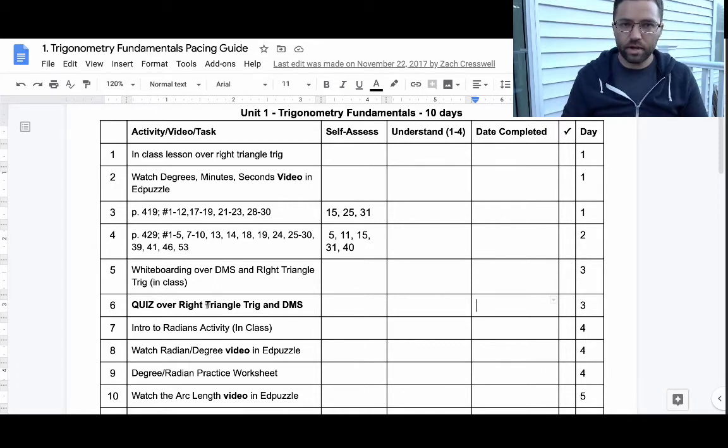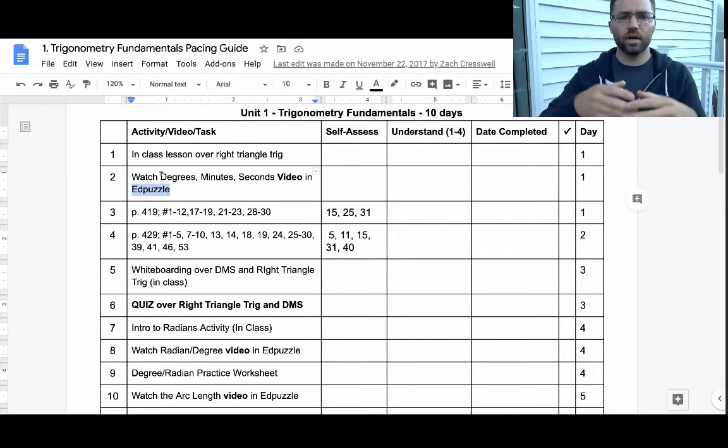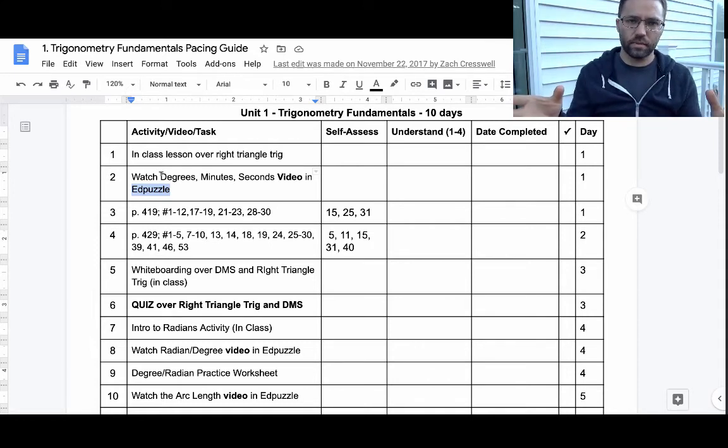Edpuzzle is how I tracked students watching the videos. So obviously, if everything's asynchronous, there's a question of how do I know that students watched the video? And the application that I use is Edpuzzle. So you can see here, watch degrees, minutes, seconds video in Edpuzzle, and I could link in Google Classroom straight to the Edpuzzle videos. Edpuzzle just takes YouTube videos and then you paste them in, and then they track how much of the video students have watched. You can set it so that they can't scrub ahead if you want.